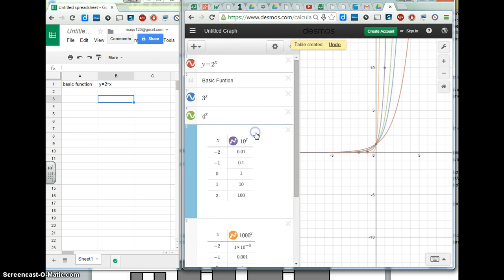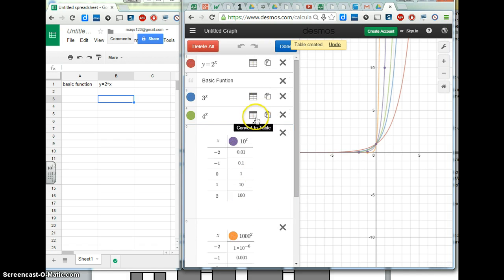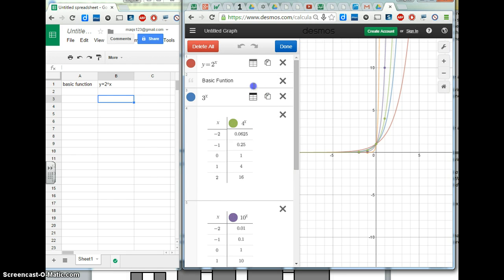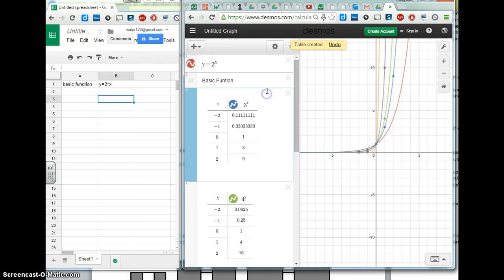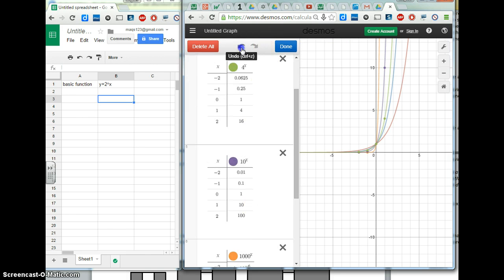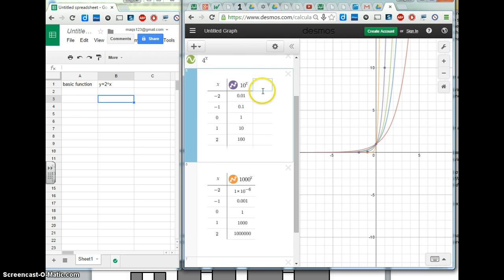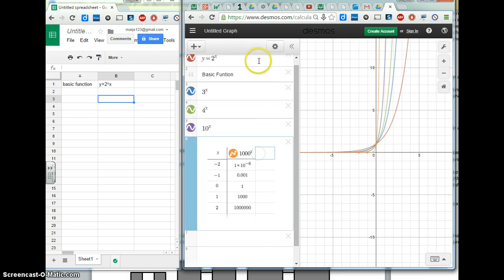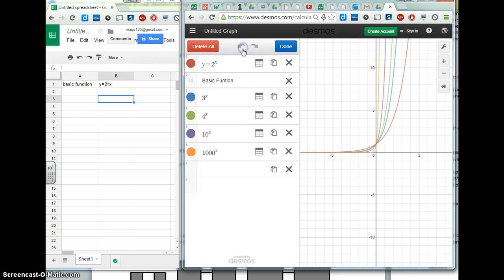As you can see, the steepness of the graph is determined by the number that is being multiplied by. Okay, so let me close this off, and then I'm almost done closing these.